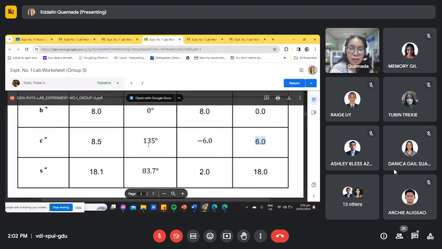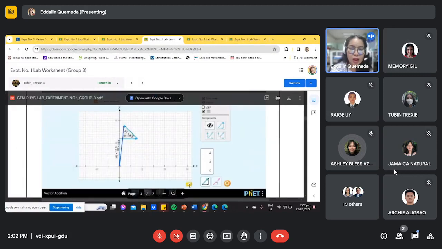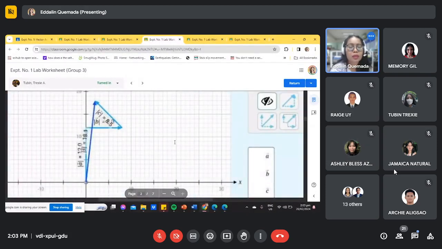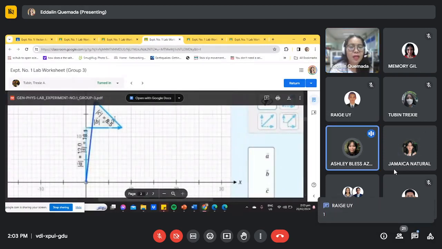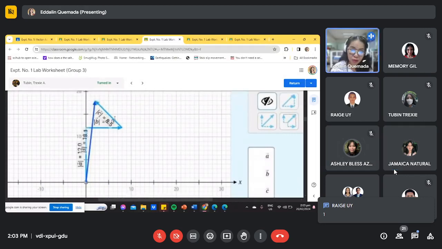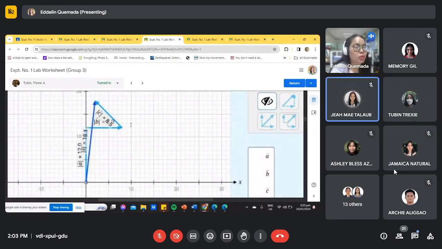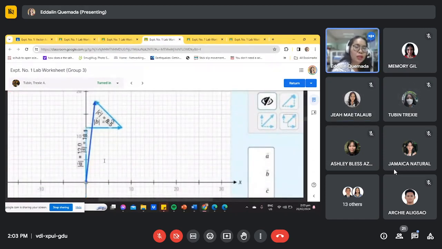With this given angle of 135 degrees, can you tell me in which quadrant this vector lies? Quadrant 1? Sure? Quadrant 2, because 135 degrees is greater than 90, so its x component is negative. Quadrant 2. Yes.